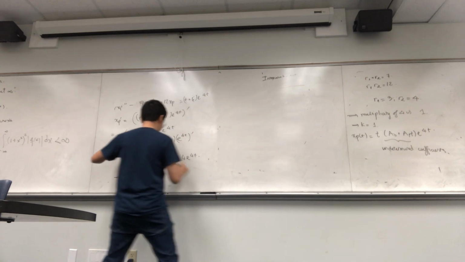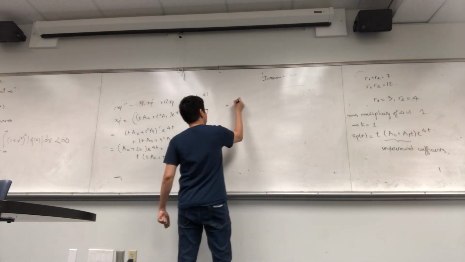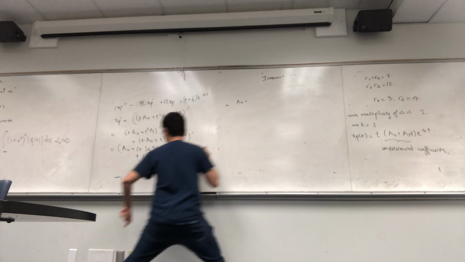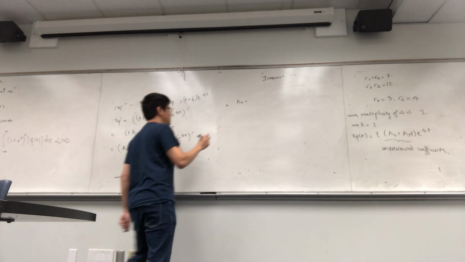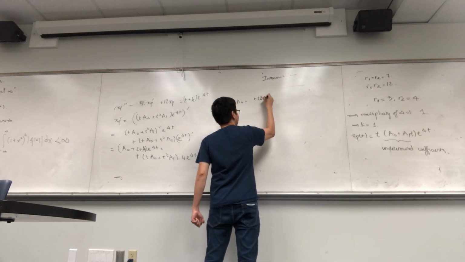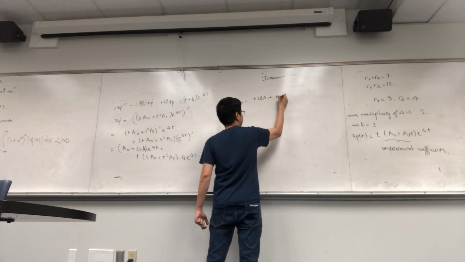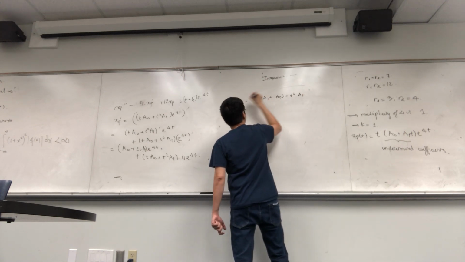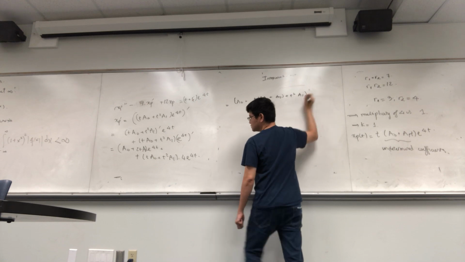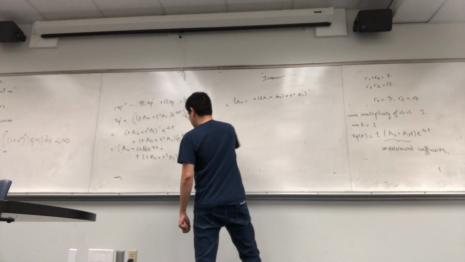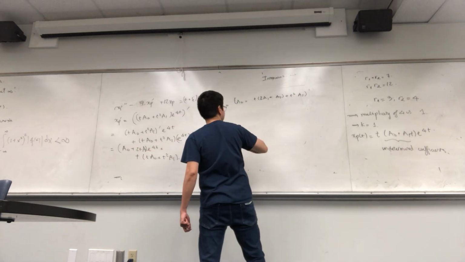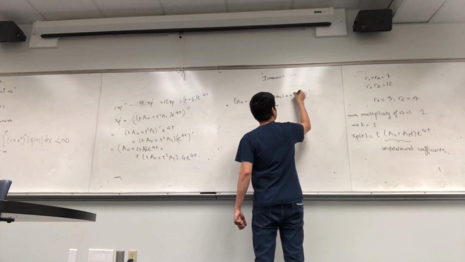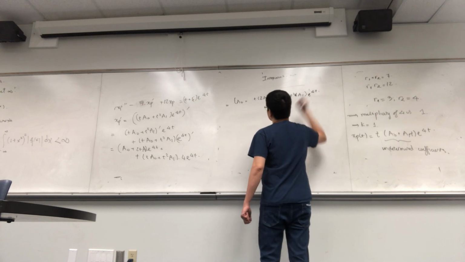So I'm going to group everything. Here I have a0 plus t times (2a1 plus 4a0) plus t squared times 4a1, all times e to the 4t.